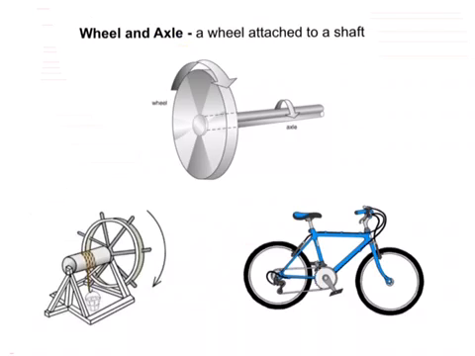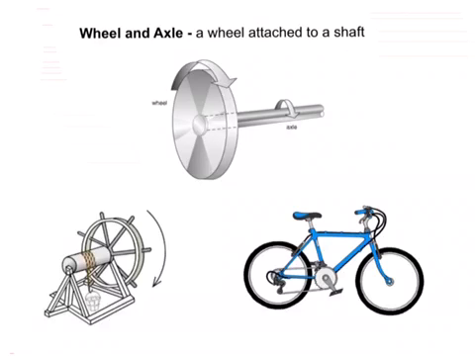The second simple machine is a wheel and axle. A wheel and axle is a wheel attached to a shaft. And this is pretty simple. When the axle spins, the wheel spins. Or it can also be the other way around. If the wheel spins, so will the axle. I'm going to give you 2 examples of this.